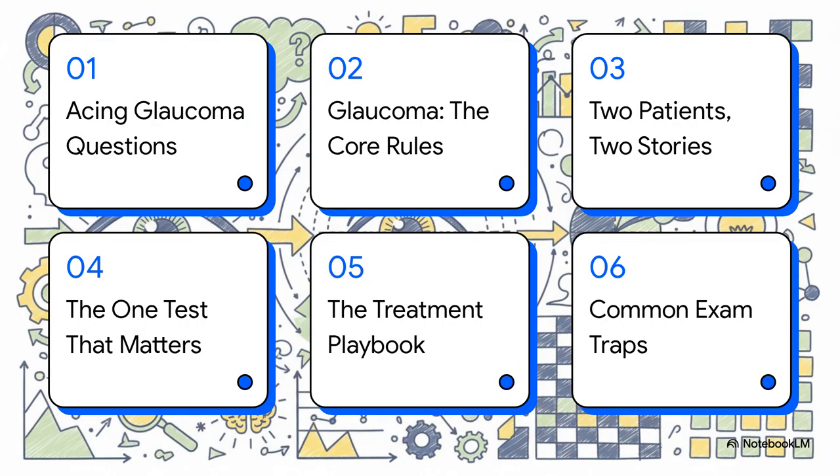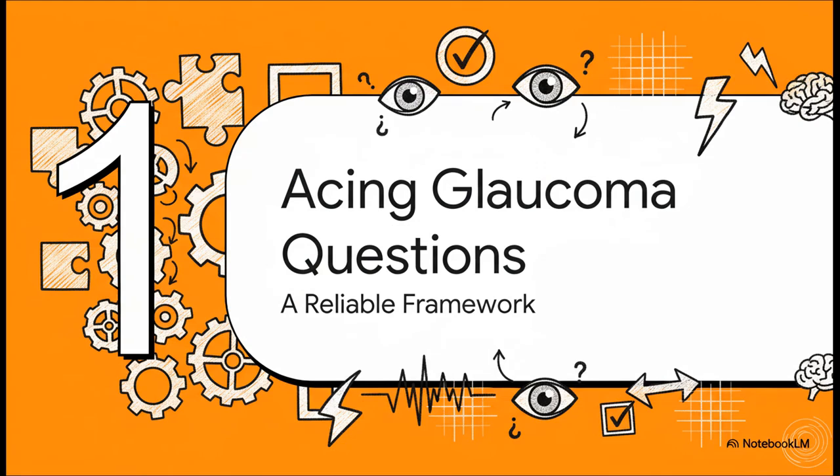So here's our game plan. We'll start with the core rules. Then we'll meet the two patients who show up in pretty much every exam question. We're going to pinpoint the one test that matters most, break down the treatment playbook, and then we'll finish by exposing the most common traps. Let's get started. First up, we are building a framework, a reliable way to ace these questions. The goal here is really simple. I want to give you a mental checklist that just cuts through all the noise so you can tackle any glaucoma problem with total confidence.